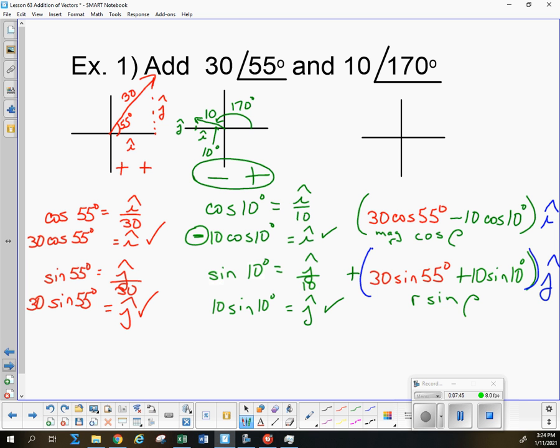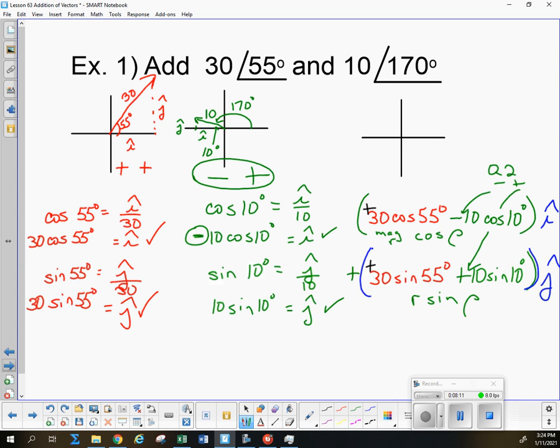And remember, these two places were positive because my red vector is in the first quadrant and everything there is positive, positive. And for my green ones, it was Q2, which meant negative, positive. So negative for the i hat and positive for the j hat.